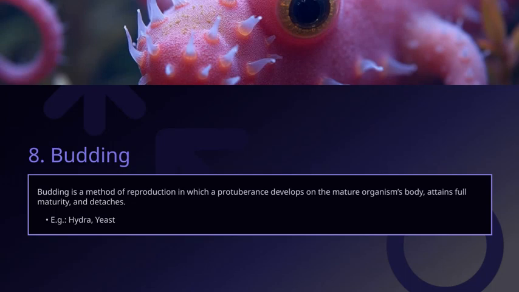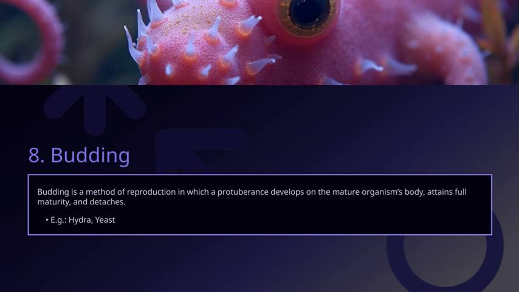Let's take a look at budding, which is another fascinating method of reproduction in some organisms like Hydra and yeast. Essentially, budding involves a small protrusion, or a bulge, developing on the body of the mature organism. This bulge grows and matures until it's fully developed, almost like a mini clone of the parent. Once it reaches maturity, it detaches from the main body and becomes independent.